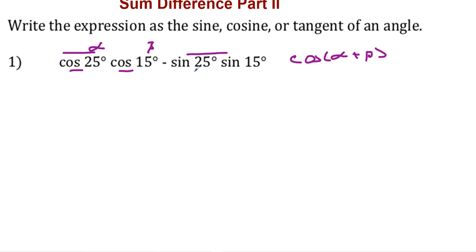Because you have your two cosines here, your two sines here, that should clue you in that you're dealing with a cosine. You just have to determine if you're adding or subtracting, and that's flipped. So this is nothing more than cosine of 25 plus 15, which is the cosine of 40, and that's it. Again, we don't do a whole lot of this. It's just an exercise to help memorize the definitions for the most part.